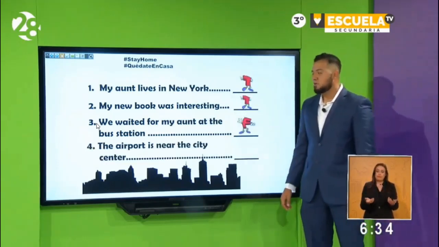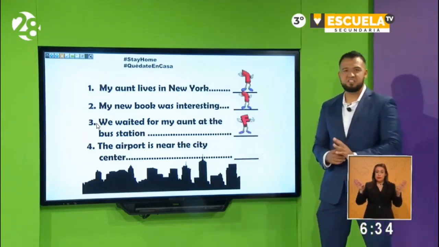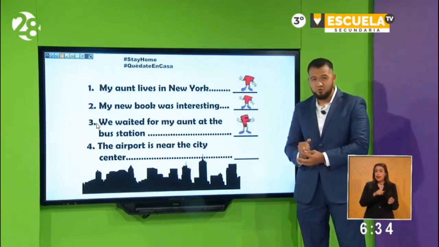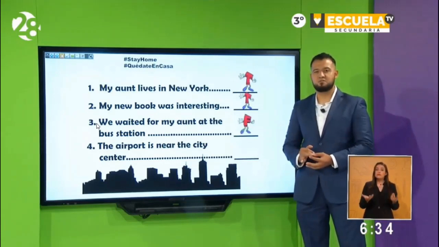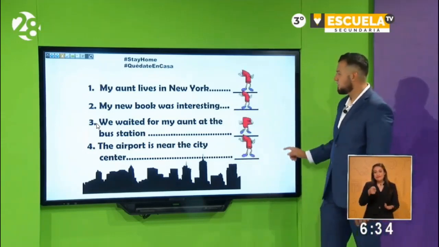Number 4. The airport is near the city center. Is this real? Is this true? Or is it false? You're right. This is true.